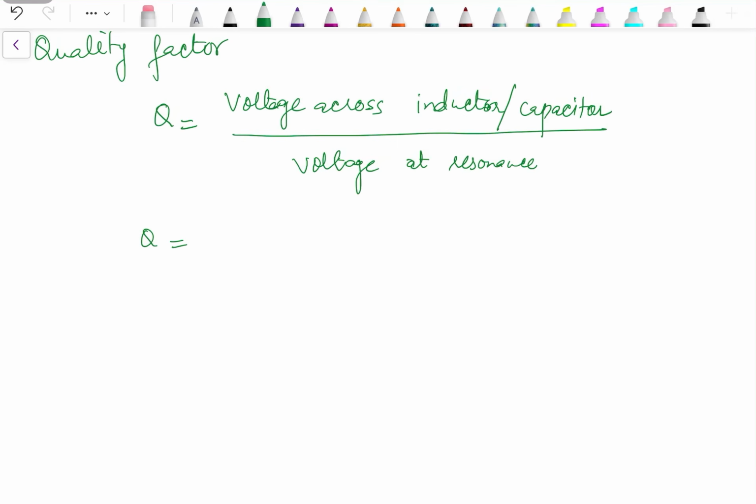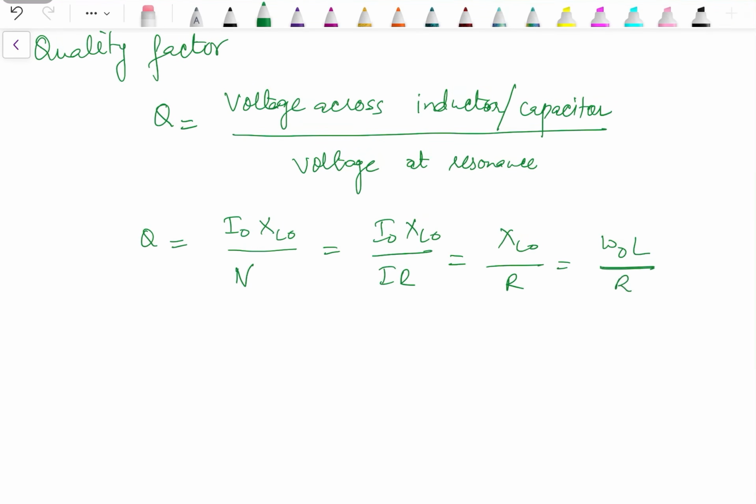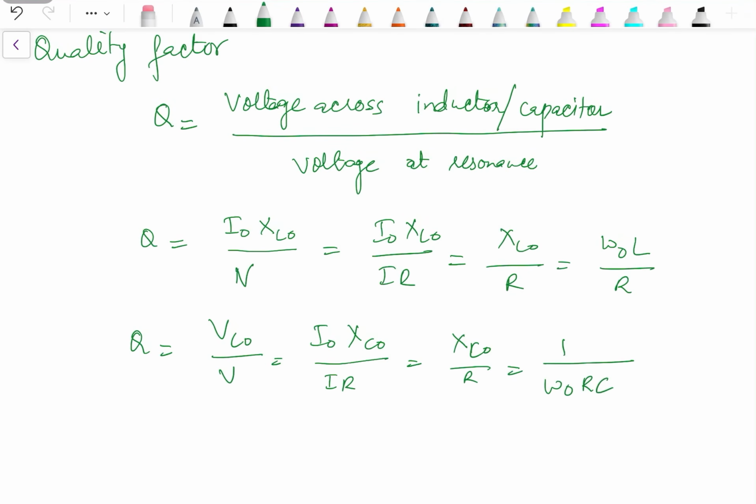So voltage across the inductor is I naught XL naught, and voltage across R at resonance is I into R. So it's XL naught upon R, omega naught L by R. Similarly, if we want to write it in terms of voltage across the capacitor, I naught into XC naught upon I naught R, so XC naught upon R, 1 upon omega naught RC.